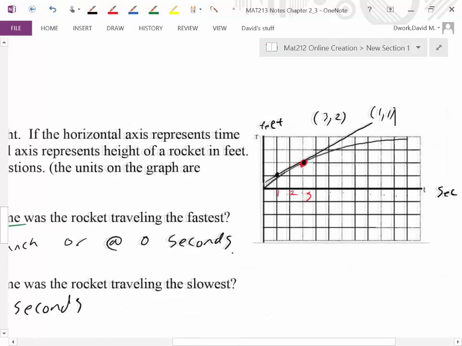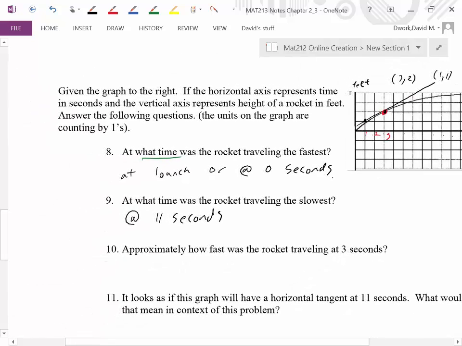So now, how we're going to find the slope of this line is by using our slope formula. The slope would be y2 minus y1 over x2 minus x1. So let's see, what is that going to be? That looks like it's going to be 1 over 2. So it looks like it's about 1/2. So what does that mean?